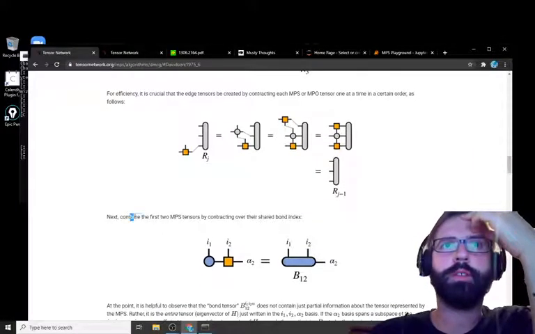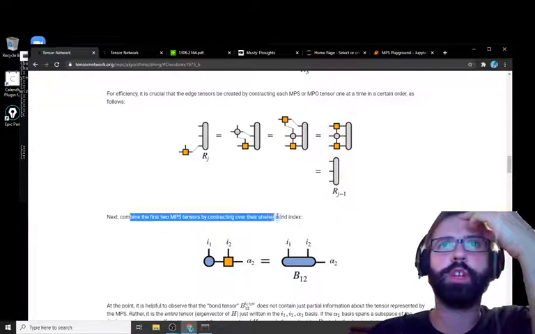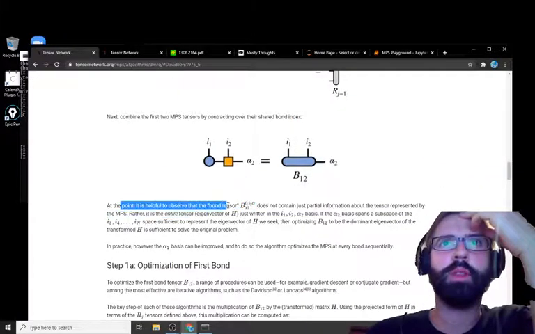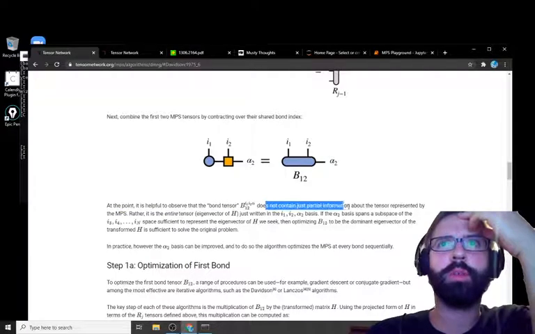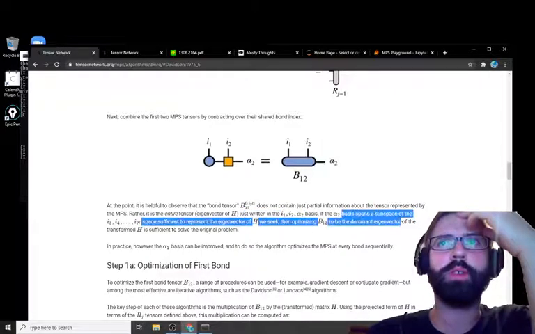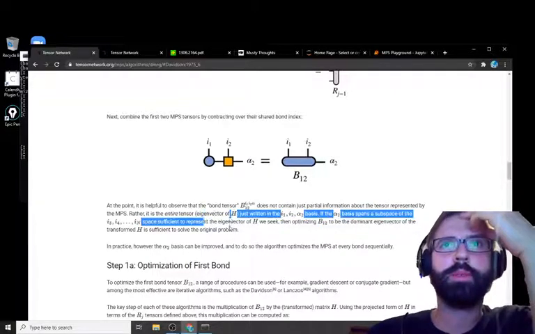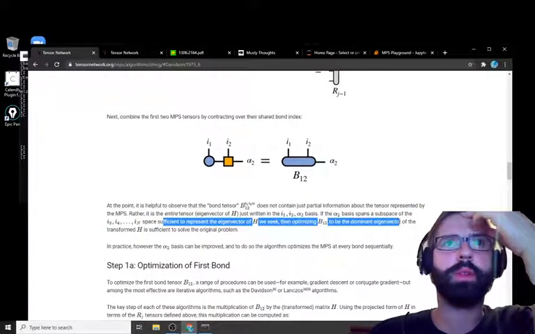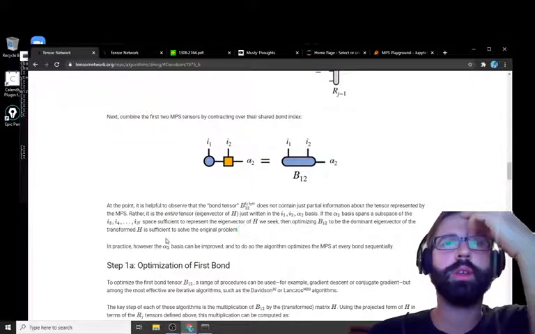Next, combine the first two MPS tensors by contracting over the shared bond index. So you have these. At this point, it's important to observe that the bond tensor does not contain just partial information. Rather, it is the entire eigenvector of H, just written in the basis. If the alpha 2 basis spans the subspace of the eigenvector of H, we seek the mathematical eigenvector. I don't understand this. Okay.